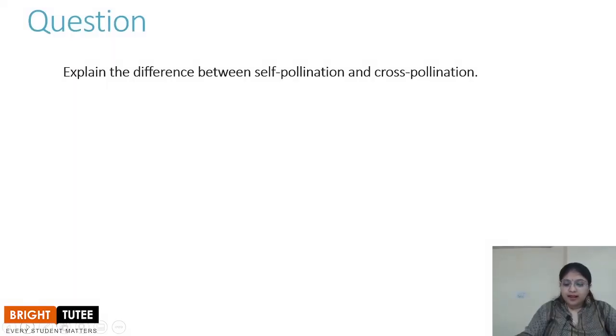Explain the difference between self-pollination and cross-pollination. So self-pollination occurs within the same flower or within the flowers of the same plant, whereas cross-pollination occurs between two flowers of two different plants. So it is very important to understand that within the same plant also, if there are two flowers between which the transfer of pollen is taking place, that is also called self-pollination. Cross-pollination, on the other hand, involves two plants, right? So you have two flowers on two different plants, right?